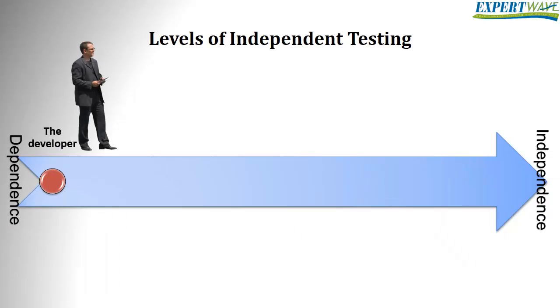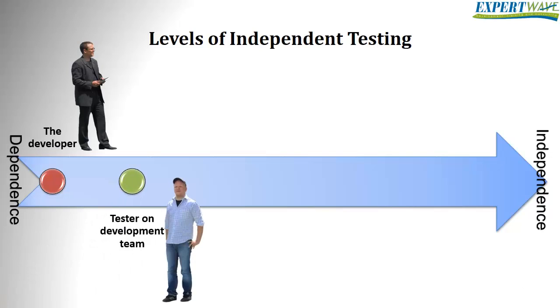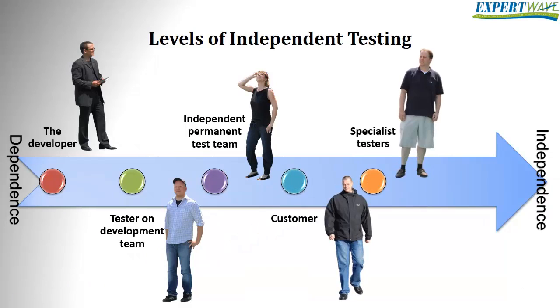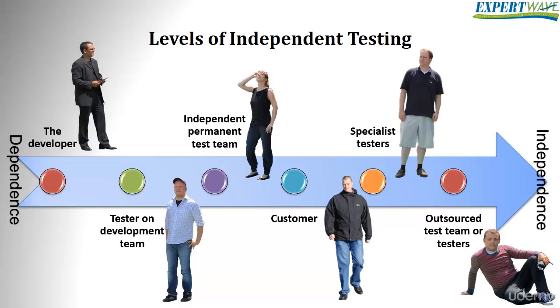On one side of testing independence lies a developer with low independence who tests his own code. A little higher independence is a tester from the development team. Then the independent testing team inside the organization, the customers, testing specialists, and on the very other side lies a third party or a contractor with very high independence. Independent testing is surely a good thing, but it doesn't mean that we should only consider highly independent testers. Moreover, independent testing also has its drawbacks.